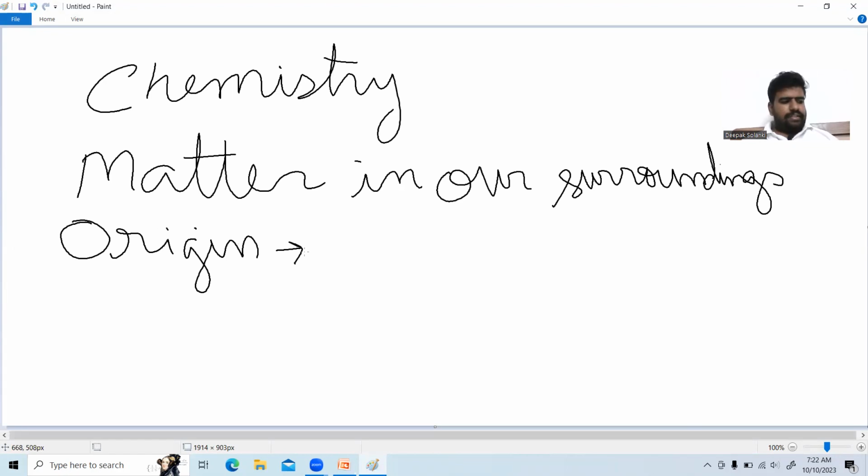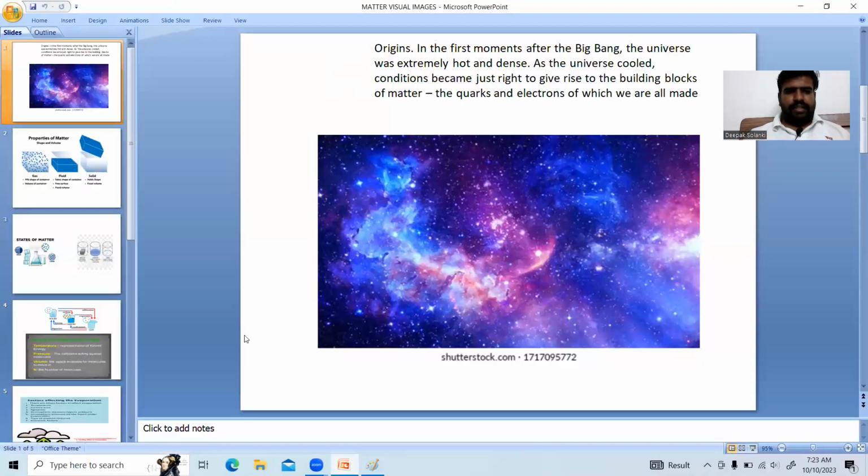If we talk about the origin of matter, the first matter, hydrogen, originated in the cooling of the Big Bang. The denser forms of matter were created in the stars. You can see the visualization of where matter originated. In the first moment after the Big Bang, the universe was extremely hot and dense. As the universe cooled, conditions became just right to give rise to the building blocks of matter, the quarks and electrons, of which we all are made.